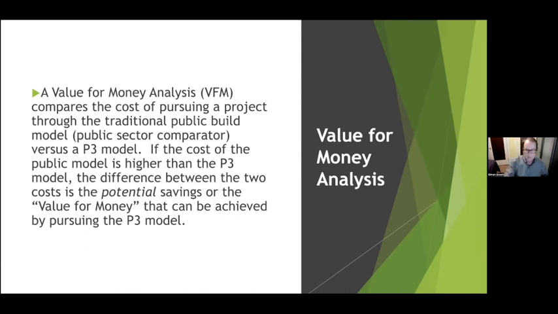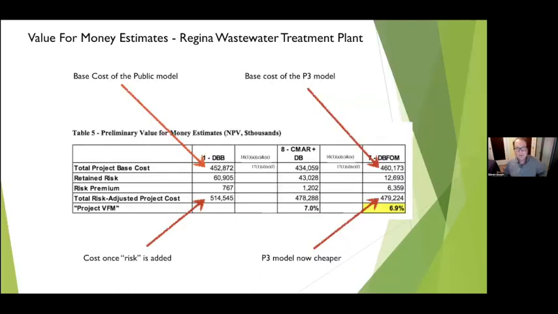So let me give you an example here. This is the Regina wastewater treatment plant. As you can see, the base cost of the public model is cheaper, but then you'll notice a few extra costs are added. Here, the significant number is retained risk, which is about $61 million, which once added, all of a sudden the public model becomes more expensive than the P3.